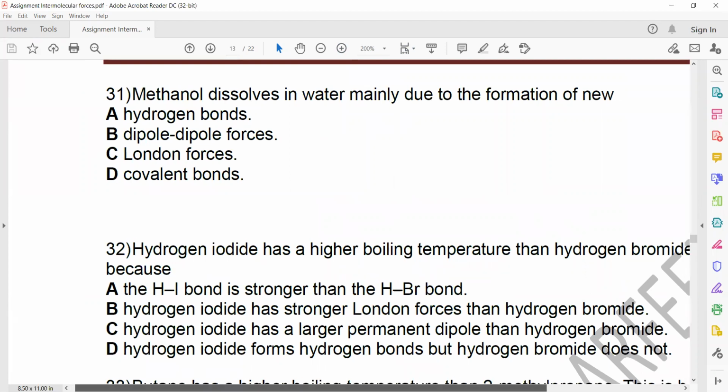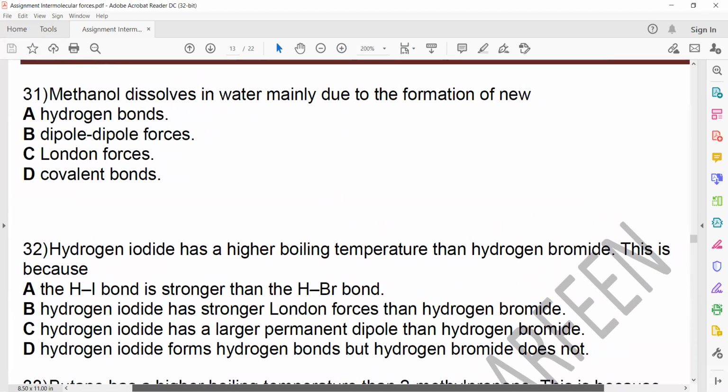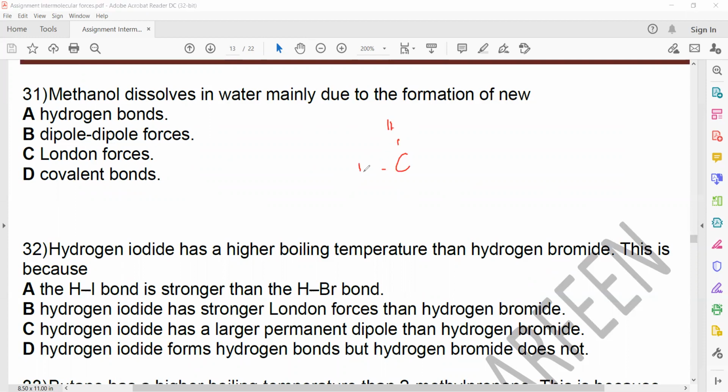In question 31, methanol dissolves in water mainly due to formation of what? When we draw the structure of methanol, meth means one carbon and ol means OH group is there. Because oxygen is bonded with hydrogen, and inside water there is also oxygen, they can form a hydrogen bond with each other. That's why it can easily dissolve. So for question 31, A will be the right answer.